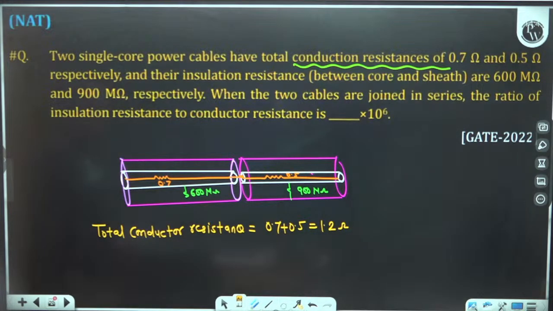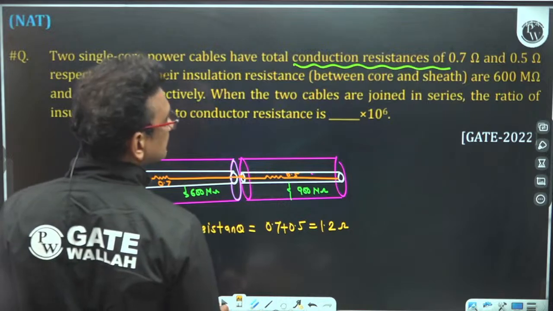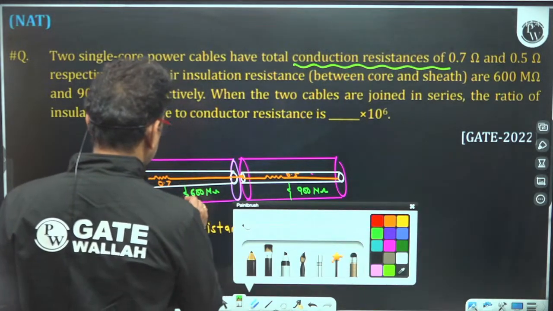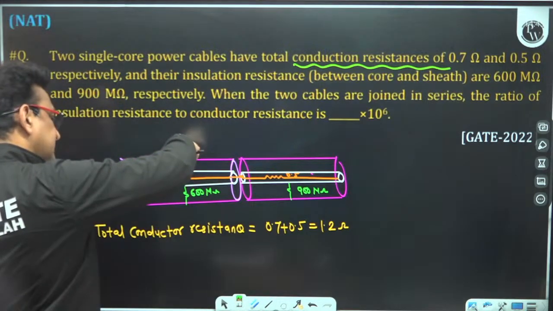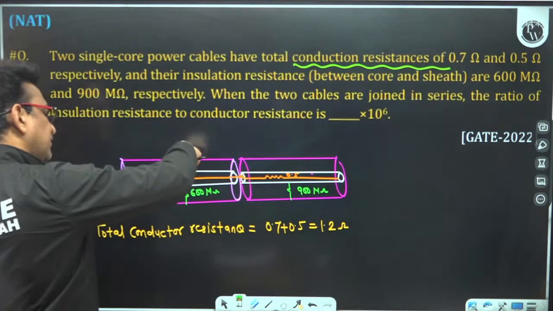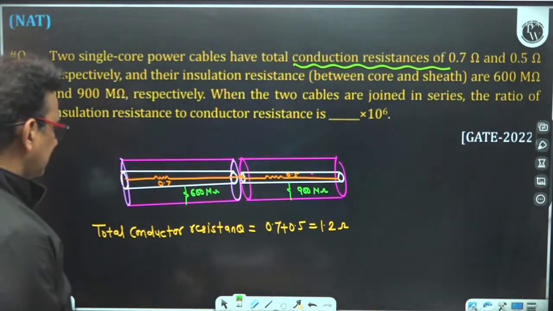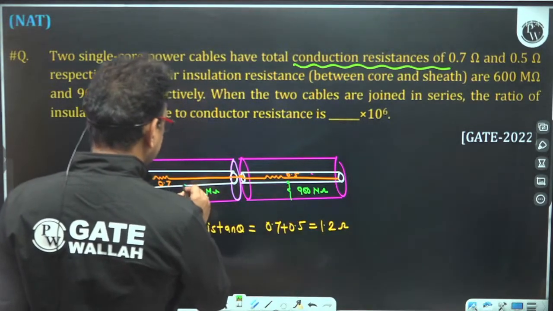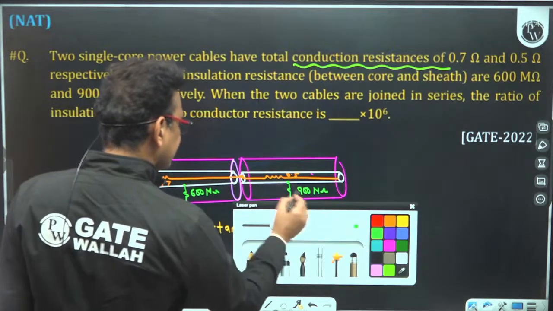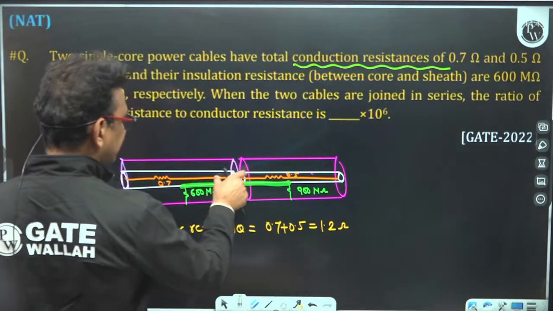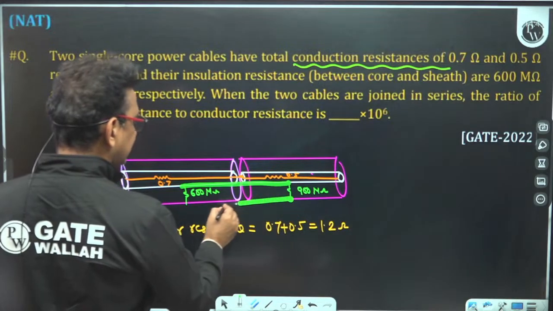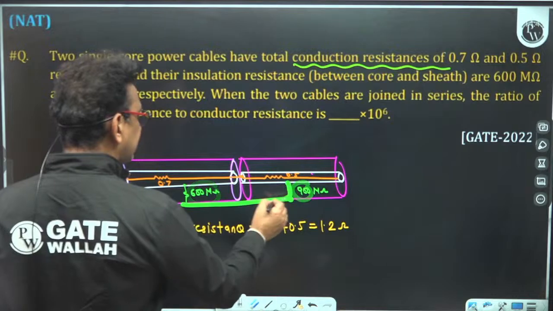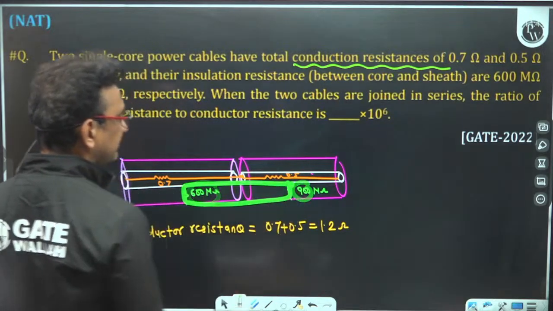It's grounded, means it's grounded, na. The resistance between this conductor and the earth is the resistance offered to the leakage current. The leakage current would flow from conductor to earth. Now you can see this end is connected together because we have connected in series, and this end is also connected together. So 600 and 900 are connected in parallel because both ends are connected together.